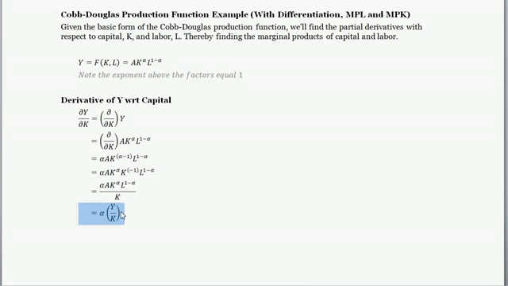And then another way to write this, the first derivative of output with respect to capital, is the marginal product of capital. So this is all equal to the marginal product of capital. What's the marginal product of capital? Marginal product is the value of an additional unit of capital. So if you add one more unit of capital to this production, how much extra production do you expect? It's equal to this equation right here.